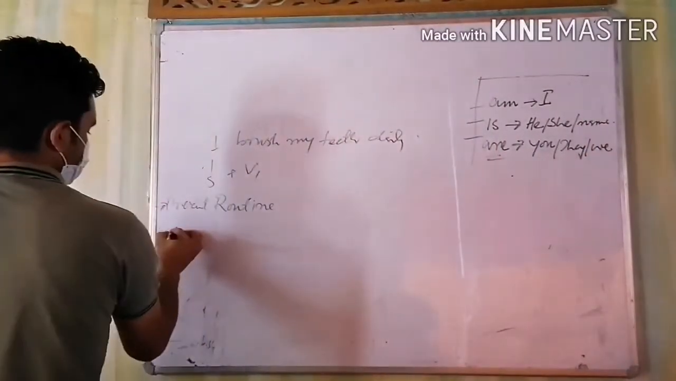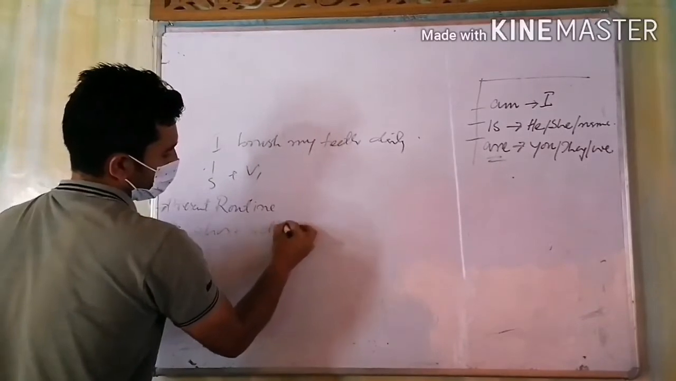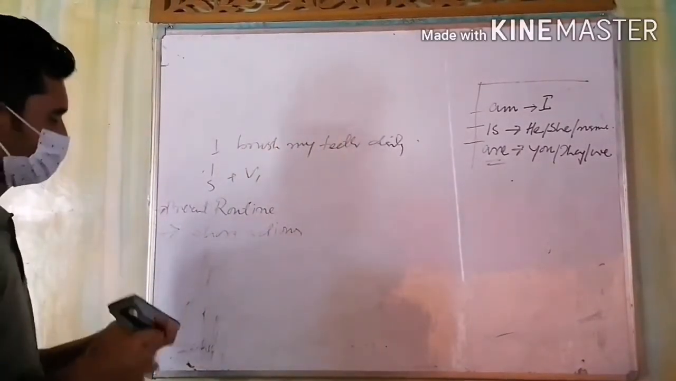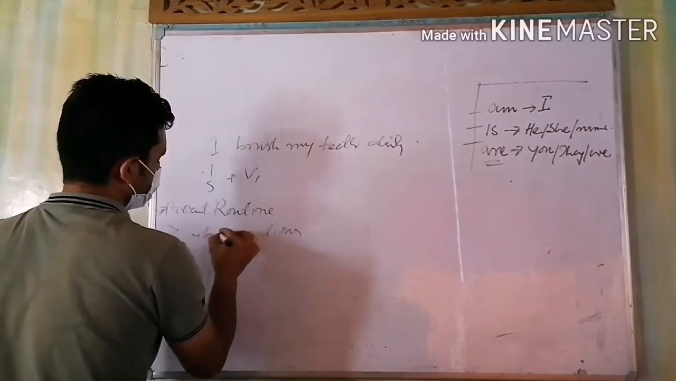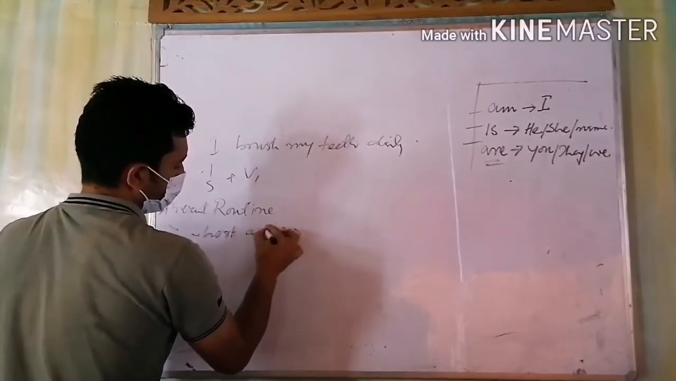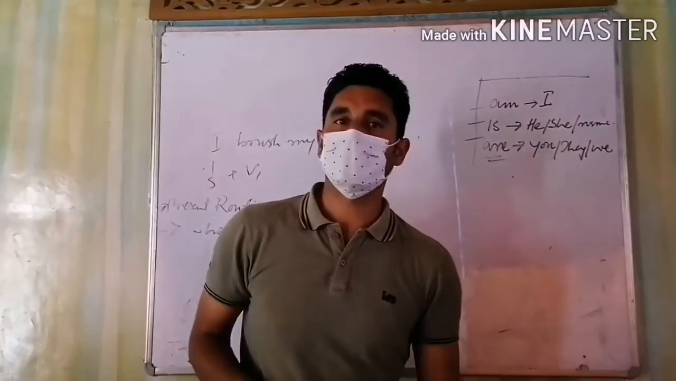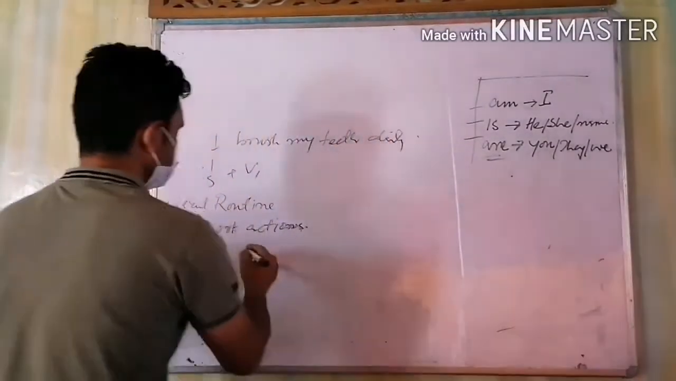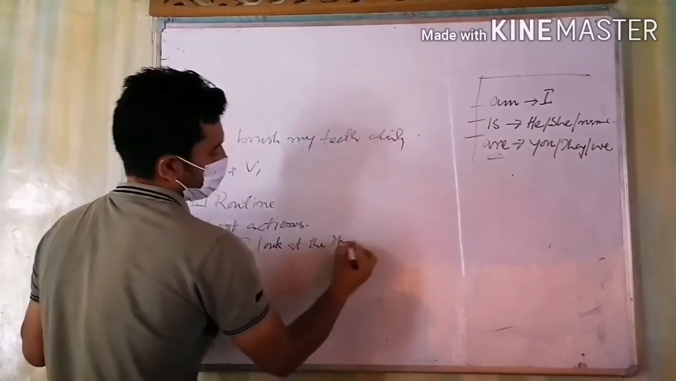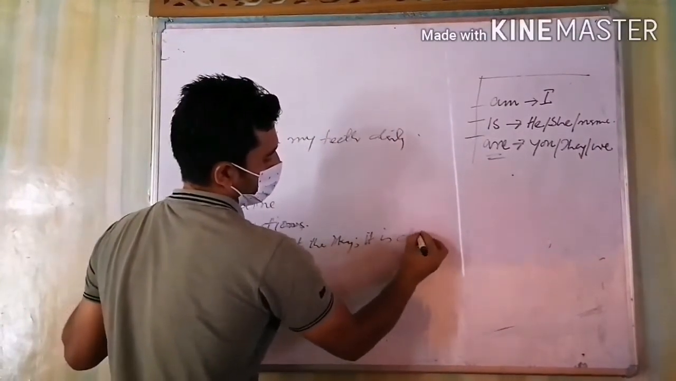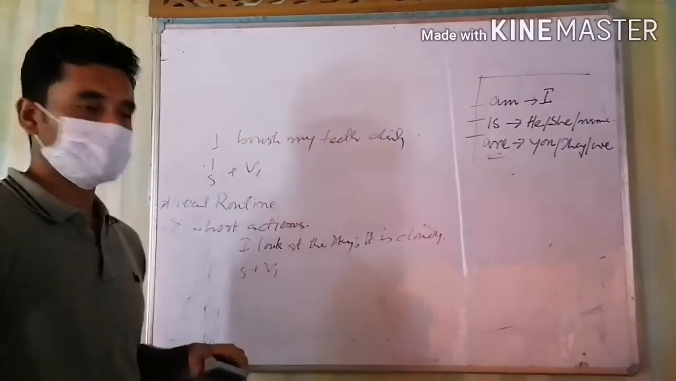Number 2, it's used for short actions. Short actions. Present simple tense is used to indicate short actions. Take an example. I look at the sky. I look at the sky. It's cloudy. I look at the sky. It is cloudy. So, subject and then root verb. This is a short action.